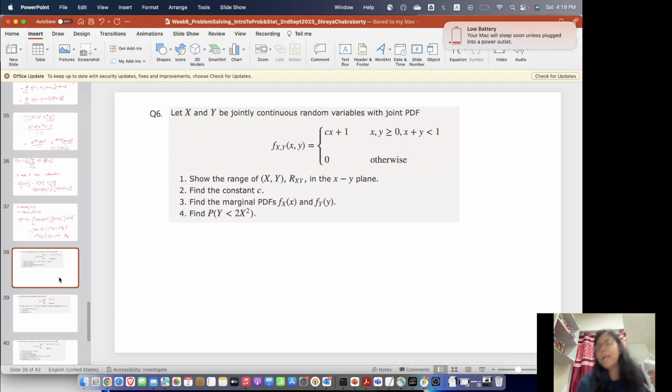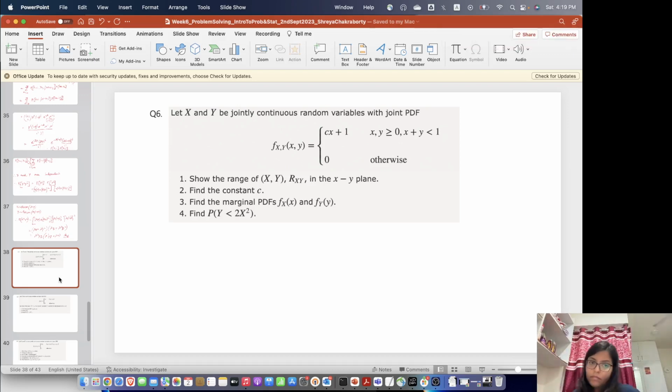So let x and y be two continuous random variables which are jointly distributed as follows. The PDF is cx plus 1 when x and y are greater than or equal to 0 and x plus y is less than 1. The question is we have to show the range of x and y, R_XY, in the xy plane, to find the constant c, and the marginals and this area.